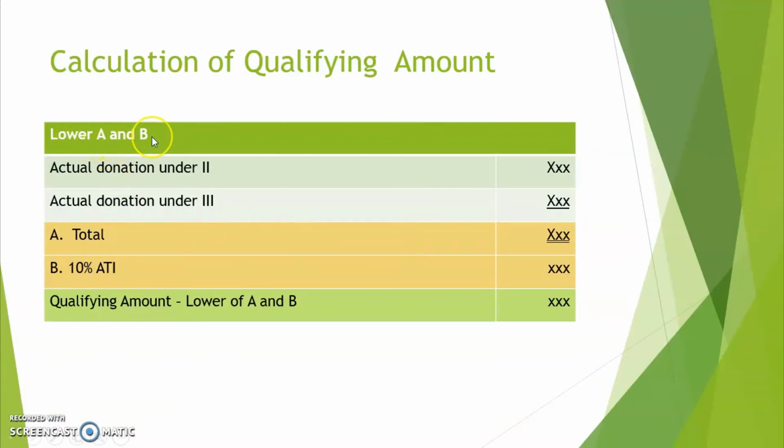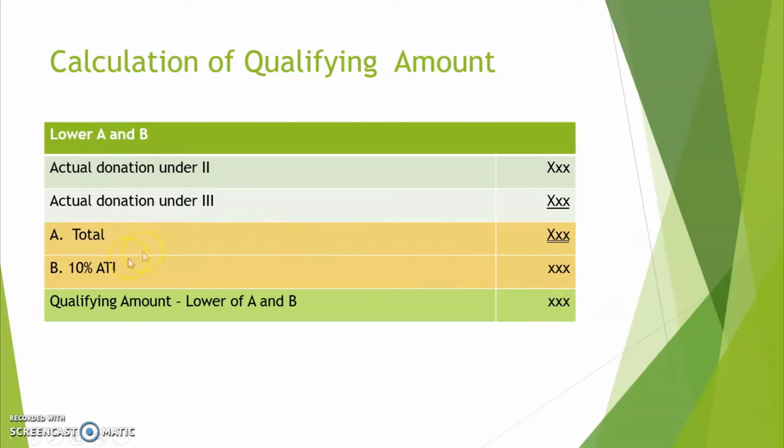The lower of A and B is what's going to be the qualifying amount. So the qualifying amount is the lower of either the actual donation under 2nd category plus actual donation under 3rd category, or 10% of ATI. Alright, so the qualifying amount is the lower of the total of the donations that an assessee makes under category 2 and category 3 compared with 10% of ATI, and check which is lower, and that will be the qualifying amount.